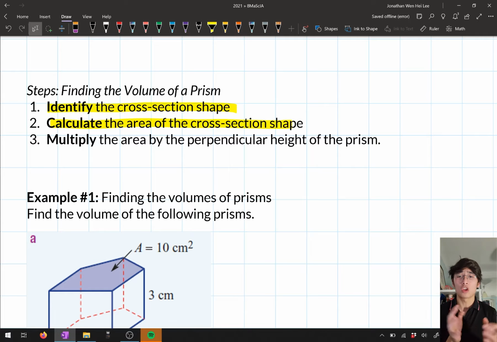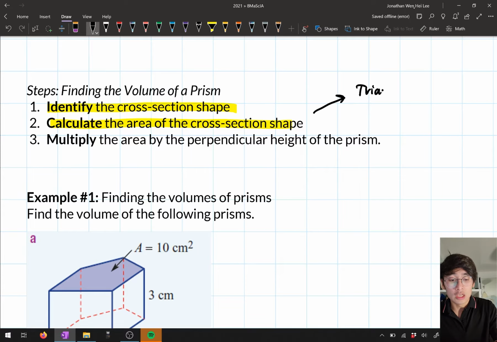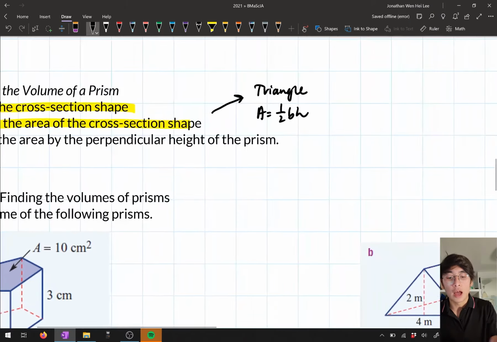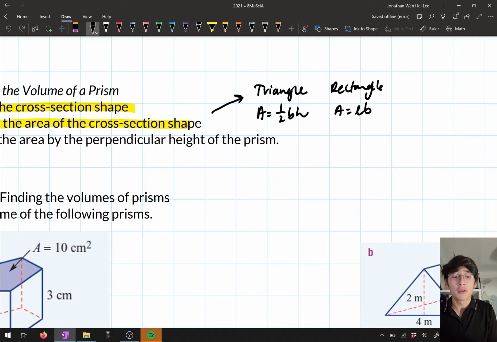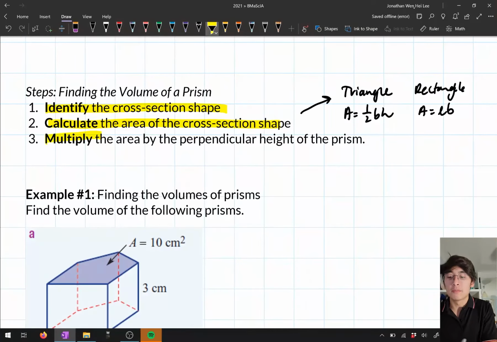So in this topic, we've gone through a whole bunch of different area formulas already, and in most of the questions, you're going to need to apply one of those formulas. So for example, for a triangular prism, we had to use A is equal to half BH. With a rectangle, we did A is equal to LB, and there were a few other shapes that we also had a look at as well. Then the final step is to multiply the area by the perpendicular height of the prism.